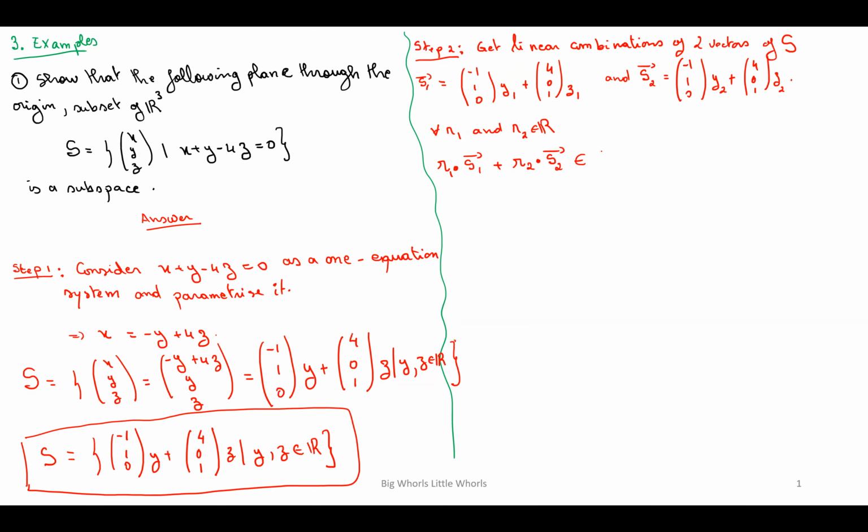Sorry, do we have r? That must be an element of S. That means this is going to be a combination of these two vectors, vector 1 and vector 2. Let's see if that is true.